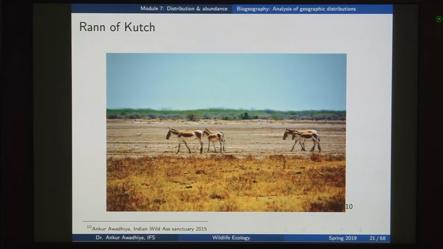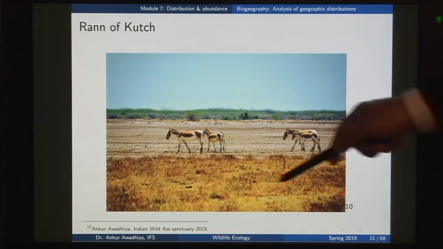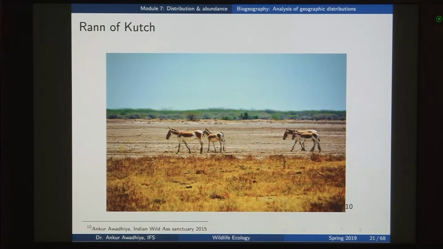So, if you take these wild asses out and place them into some other forest, say if you keep these in the forests of Madhya Pradesh, the tigers will come and hunt these wild asses. But because tigers are not able to survive in this area, the wild asses are able to sustain themselves in this particular area.